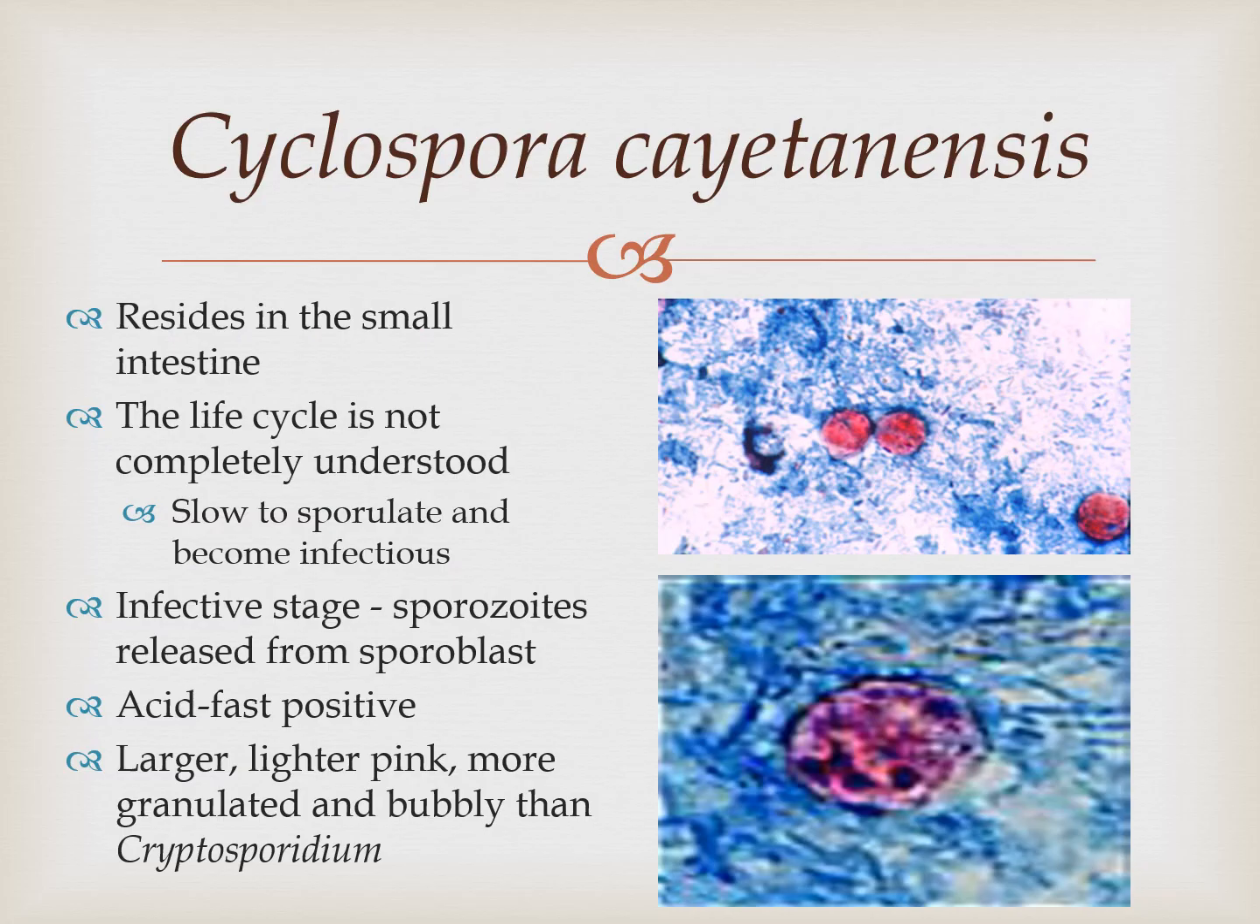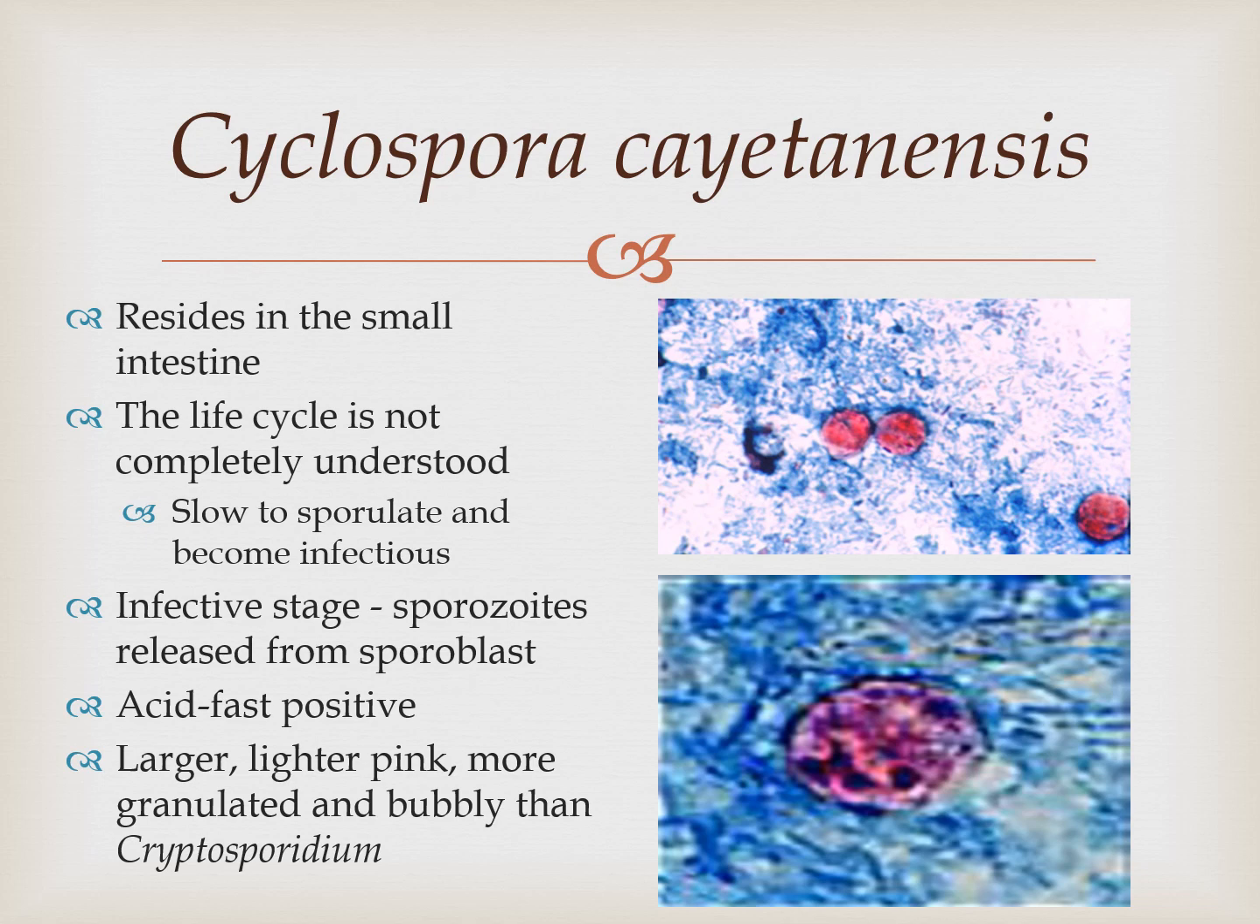I want to talk now about Cyclospora cayetanensis, which is another coccidia that can cause tummy troubles. It resides in the small intestine, and the life cycle is not completely understood. It is slow to sporulate and become infectious. If you look in the picture on the right, you can see that it looks more wrinkled than Cryptosporidium, but it is in fact quite similar. It is similar to Cryptosporidium, but larger. Cyclospora are actually about 8 to 10 microns.